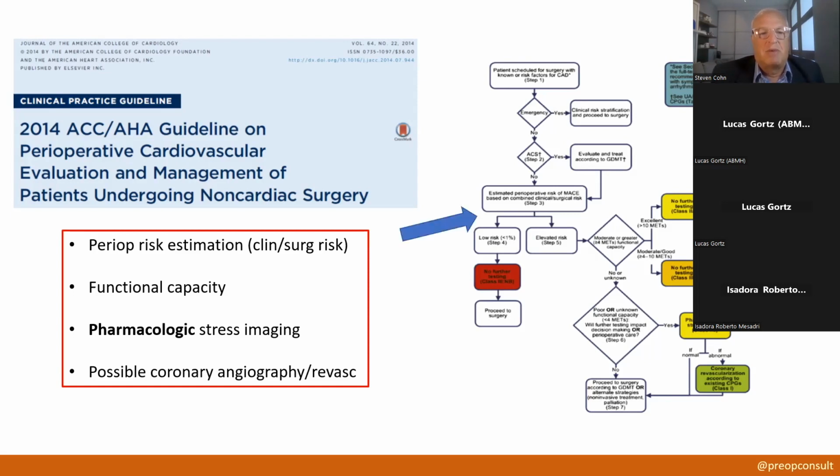Then they ask about functional capacity. Can you do the equivalent of 4 METs? If you can't do 4 METs and you have an elevated risk, then it brings you to the point where you have to decide whether pharmacologic stress testing is necessary. And then if it's significantly abnormal, you might go on to coronary angiography and revascularization. So those are the 3 basic decision-making points in the ACC guidelines.